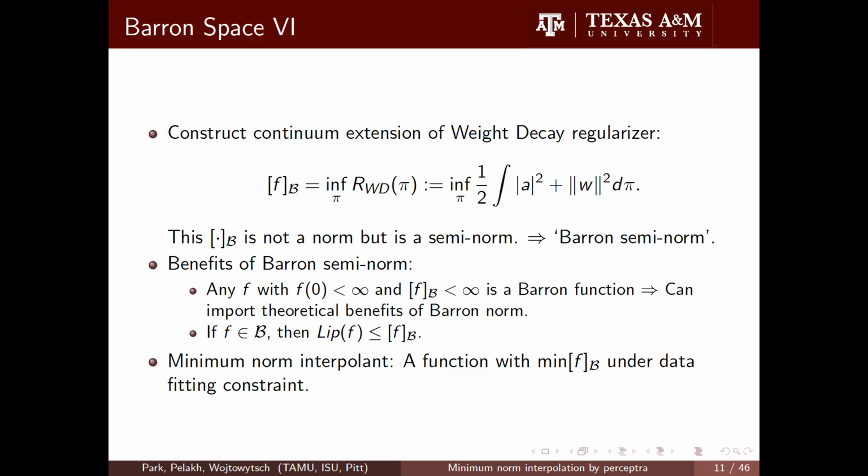And just as a last remark, in my title there was a minimum norm interpolant. What it means is the function that minimizes the Barron semi-norm under the data fitting constraint. So it fits the data and interpolates the data with minimum Barron semi-norm. So this was our preliminary. Are there any questions so far?